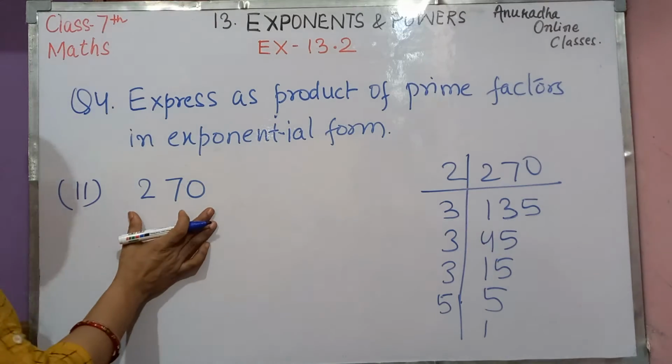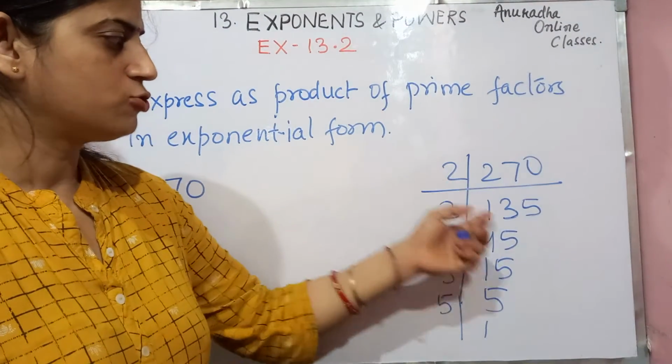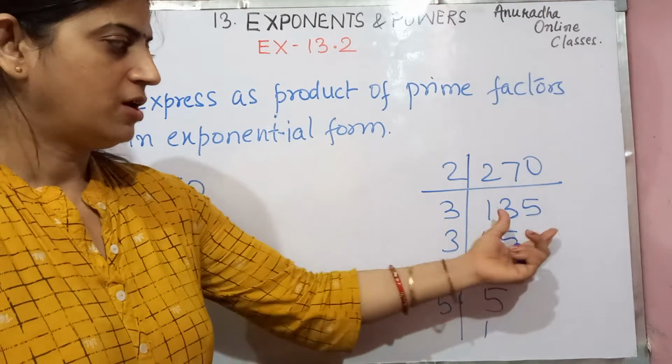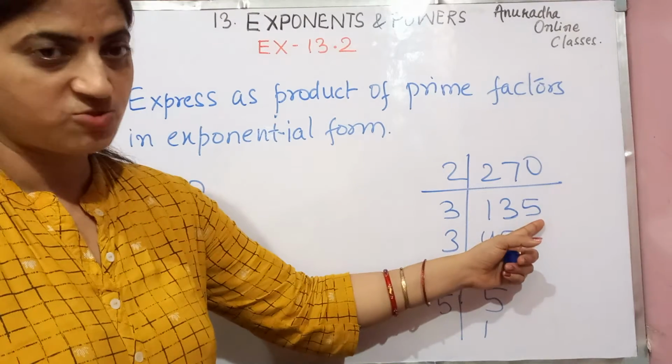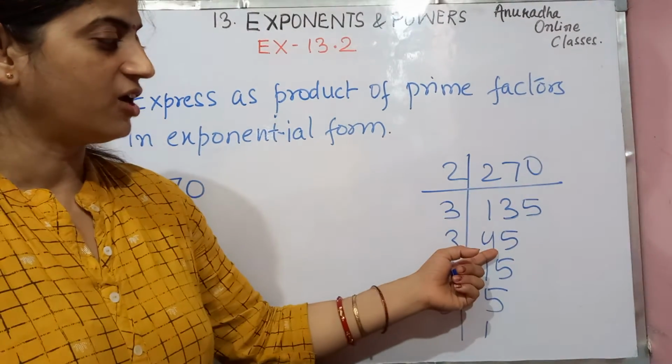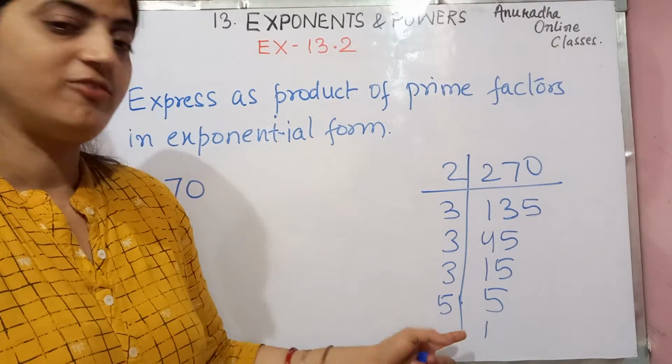See children, here is 270. 270 का LCM I have taken out here. 135 are, then add किया. 3 से divisible होगा, 2 से तो नहीं होगा. Why? Because unit place is 5. 3 से divide करेंगे, we will get 45. Then again with 3, then again with 3, then with 5.